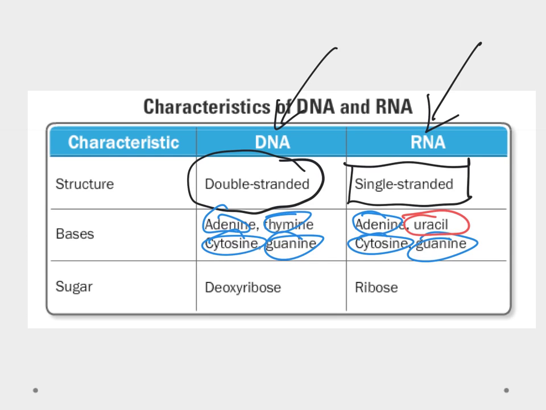And then finally, the base sugar is different. In DNA, that D stands for deoxyribose, and in RNA, that R stands for ribose. Okay? So those are the differences between DNA and RNA, and we'll be learning more about those in the lessons.